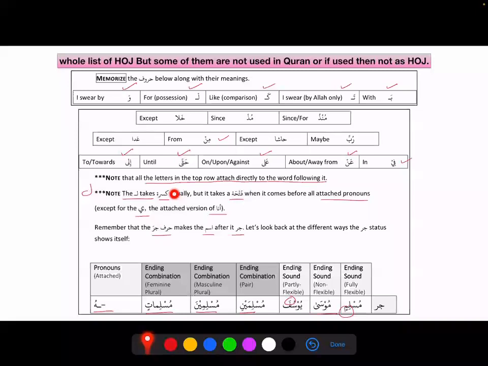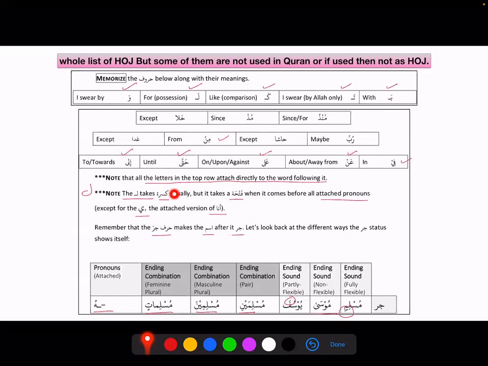Now, the top letters in the row attach directly to the word following them. So ba, ta, kaf, lam, waw. You see that they are always going to get attached to an ism, meaning directly attached. Unlike an, because an can stand by itself, and then after an we have as-saati or anil anfal, we see, right? So they are not directly attached to the ism, but ba, bismillah, we see that it looks like one word, right? So it is directly attached. This is what it is basically saying.